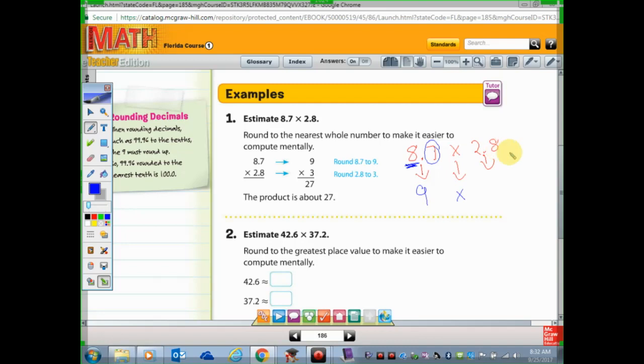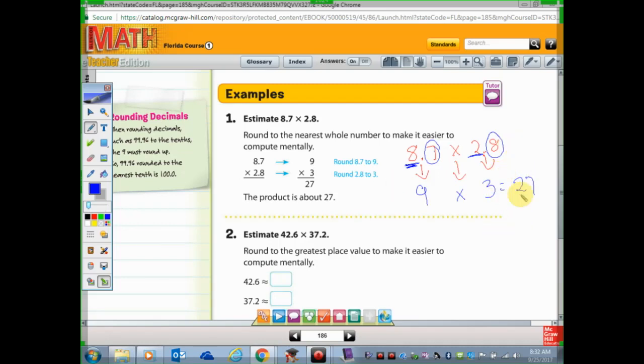I do the same for 2.8. I'm rounding to the place of the 2, so I have to use the place one digit to the right, and it's an 8. So that 8 is 5 or more, so I have to raise this by 1 as well. The 2 goes up to 3. Now I have a mental math problem. I can take this 9 times 3, and I know from my multiplication facts that that's 27.